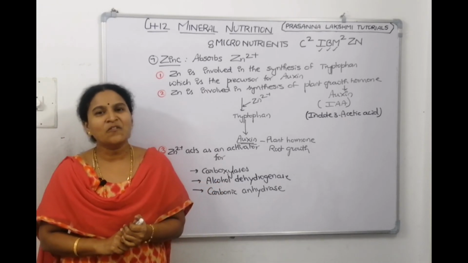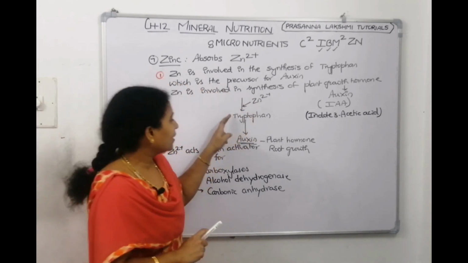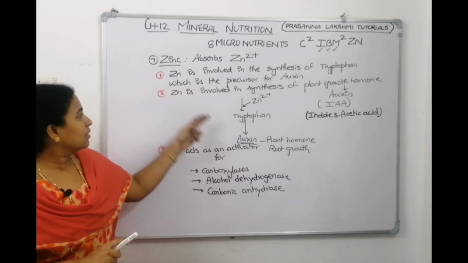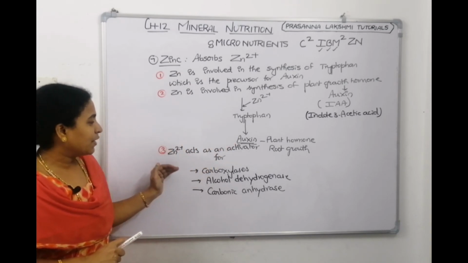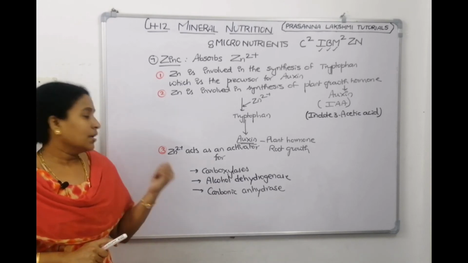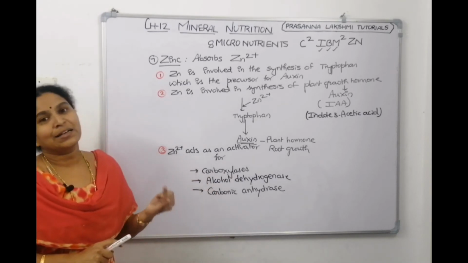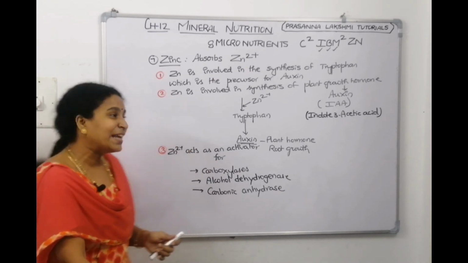Zinc acts as an activator for enzymes like carboxylases, alcohol dehydrogenase and carbonic anhydrase. These are the 3 roles of zinc. What are they? Zinc helps in synthesis of tryptophan. Tryptophan helps in synthesis of auxin. So roles 1 and 2 got over. The third role is zinc is an activator for 3 important enzymes called carboxylases, alcohol dehydrogenase and carbonic anhydrase. Take a screenshot. We will continue with the last element, nickel.